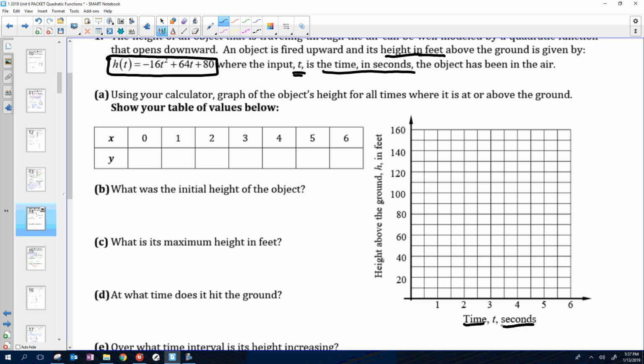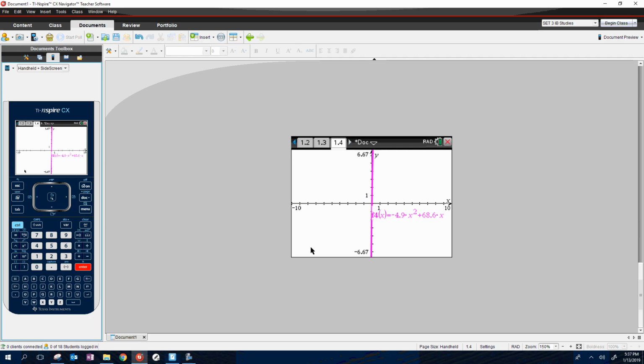Time in seconds is on the t or x axis, and height in feet is on the y or h of t axis. Using your calculator, graph the object's height for all times where it is at or above the ground, and show your table of values. So I've already done this with my graphing calculator.